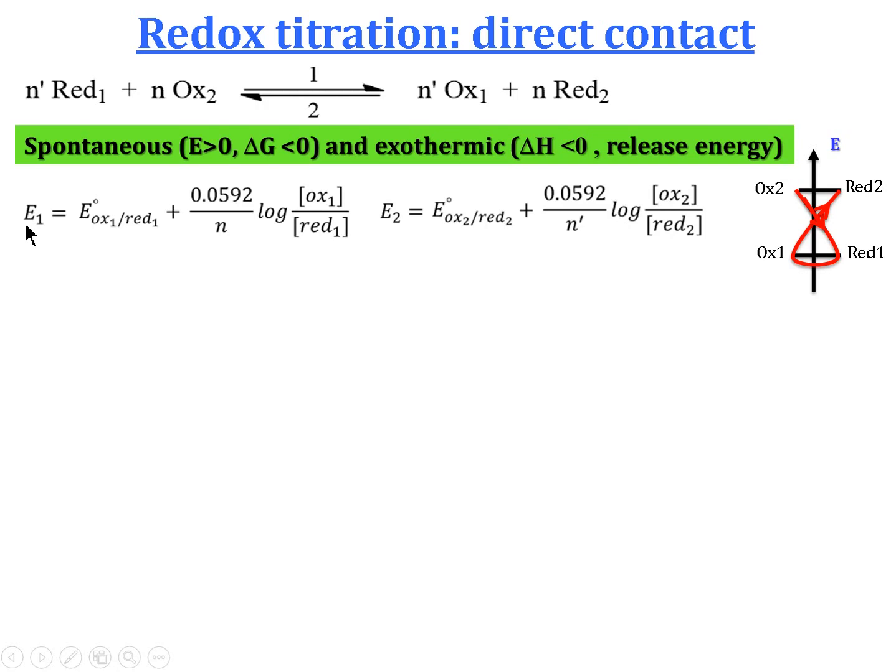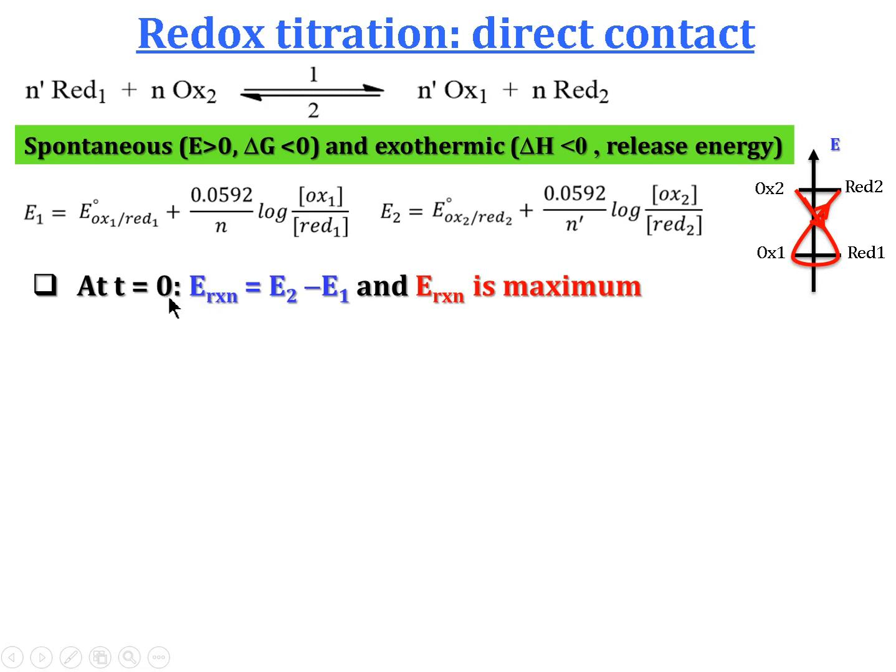The potential of couple 1 is given by the Nernst equation: E1 equals E01 plus 0.0592 divided by n log concentration Ox1 divided by Red1, and E2 equals E02 plus 0.0592 divided by n prime log Ox2 over Red2. To note that E1 and E2 are variable in the course of the reaction, since the concentrations of Red1, Ox2, Ox1, and Red2 will be changed in this reaction.